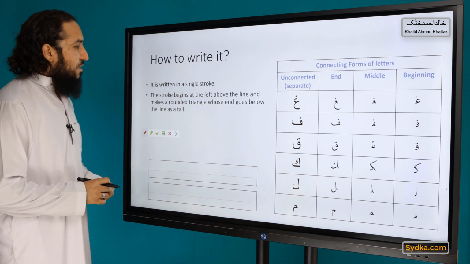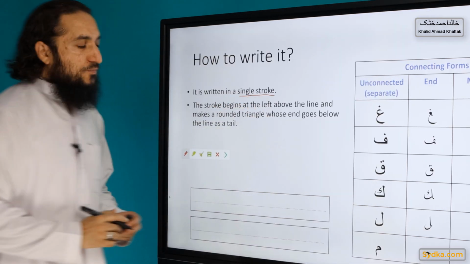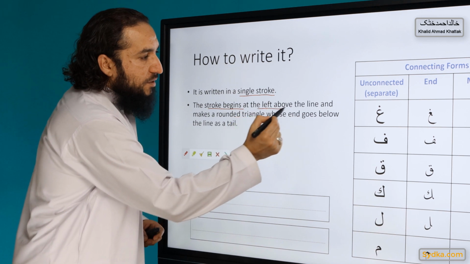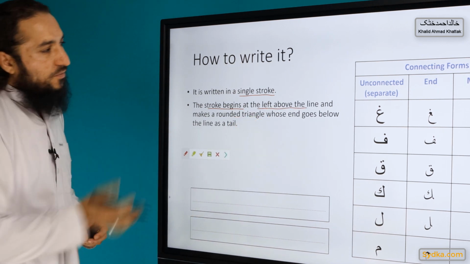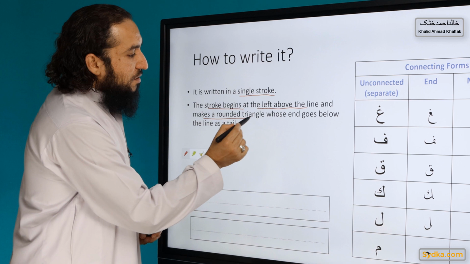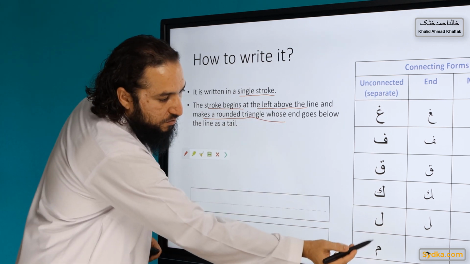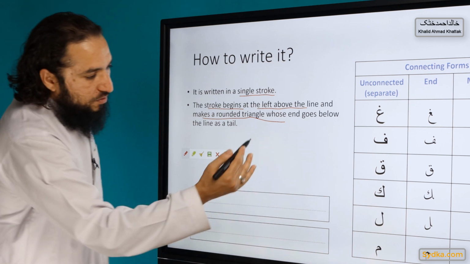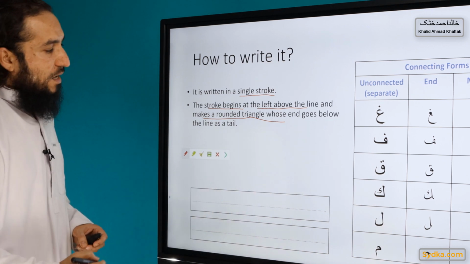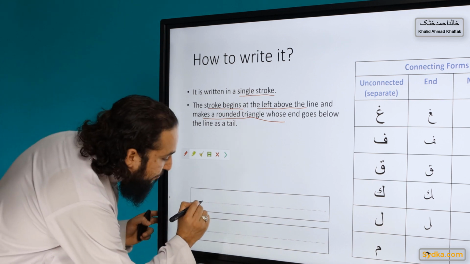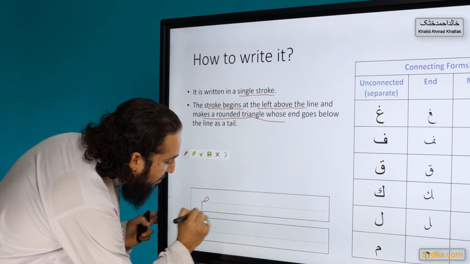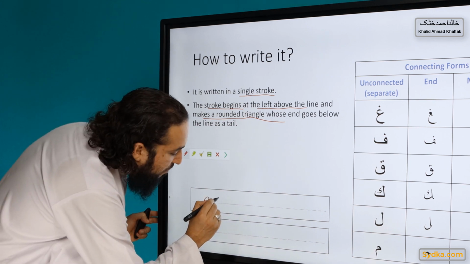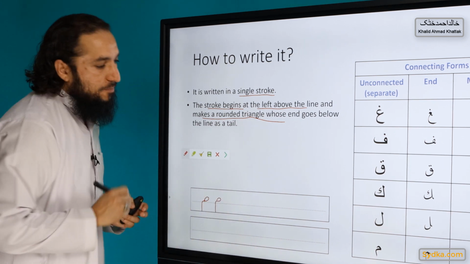Okay, so how is it written? It is written in a single stroke. The stroke begins at the left above the line, the top part above the line, and makes a rounded triangle, and goes below, so the next part is below the line. Let's try that one. This. Okay, so whether you connect this part or not, both are fine. So connected and unconnected Meem.